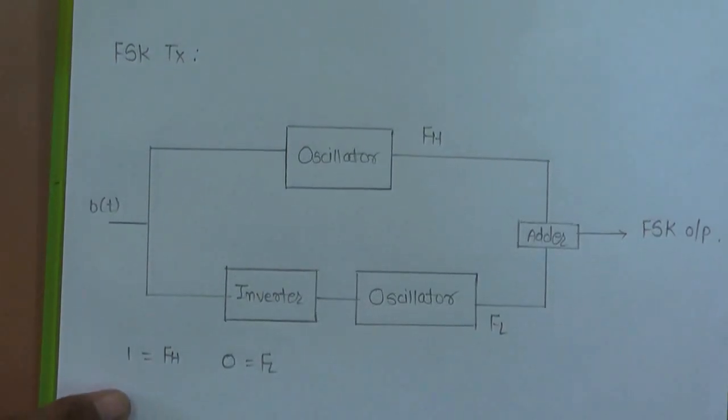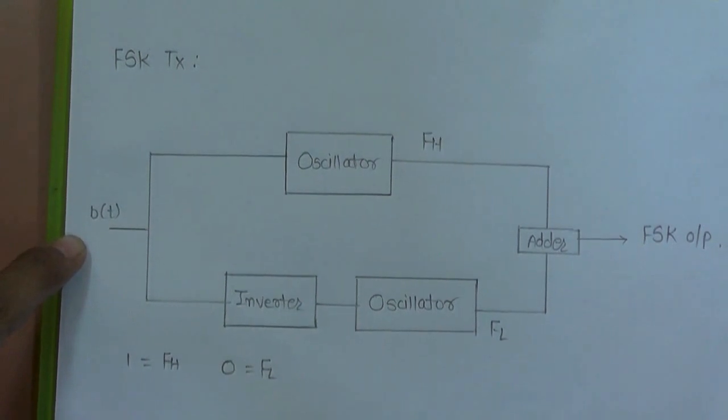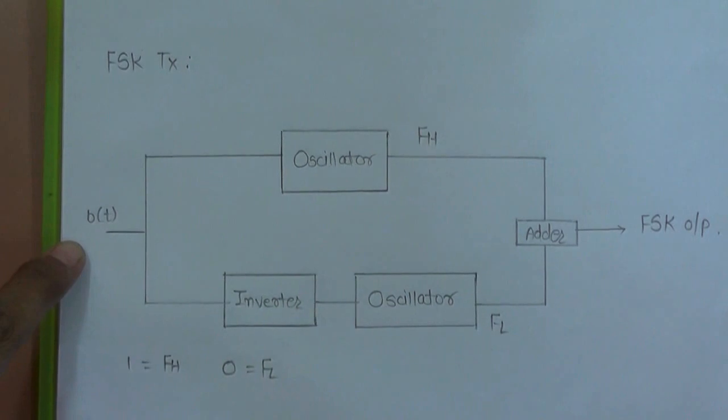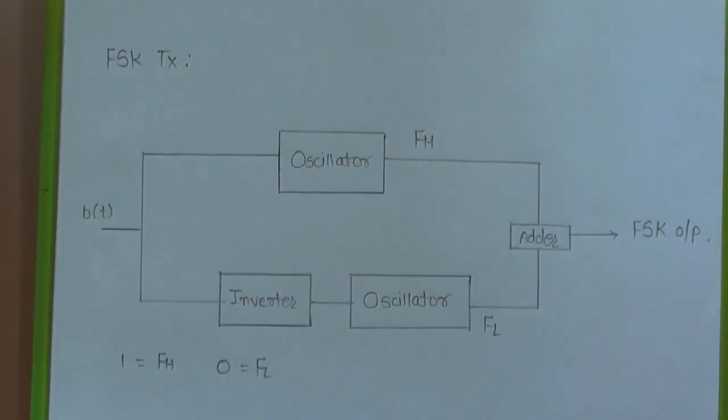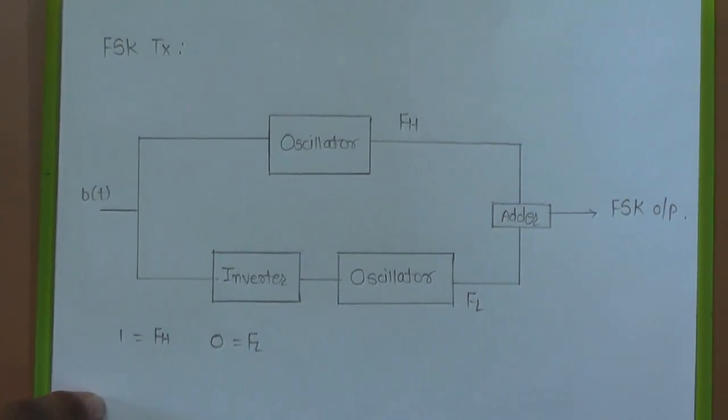The block diagram represents the FSK transmitter. Here consider a bit stream. Let it take for example 101. It consists of two oscillators, and both the oscillators will be depending on the bit that is transmitted.